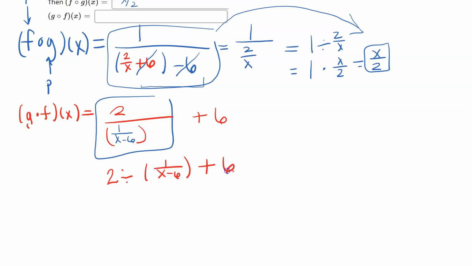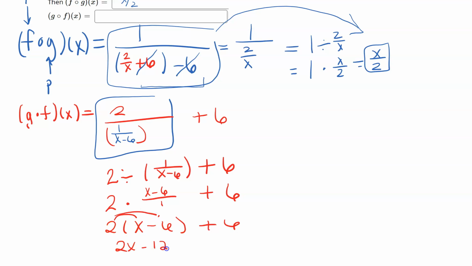Writing it horizontally like this helps you to see that you need to keep it, change it to multiplication, and flip the second. Again, this plus 6 is just going along for the ride. Order of operations says you always do multiplication and division before you get to your addition. Now this right here, I can just write as x minus 6. Now this is what I distribute. 2 touching in parentheses would be 2x minus 12 plus 6, and then put those two together. So this gives me a result of 2x minus 6.